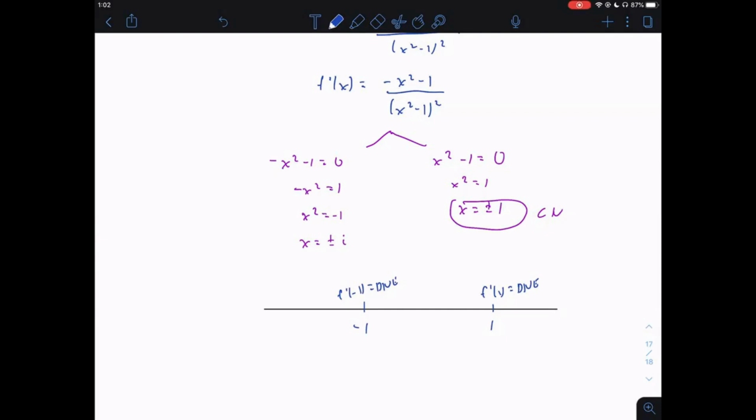Okay, so now let's pick some test points here. Let's do, say, -2, 0, and 2. And again, we're plugging these into the first derivative.